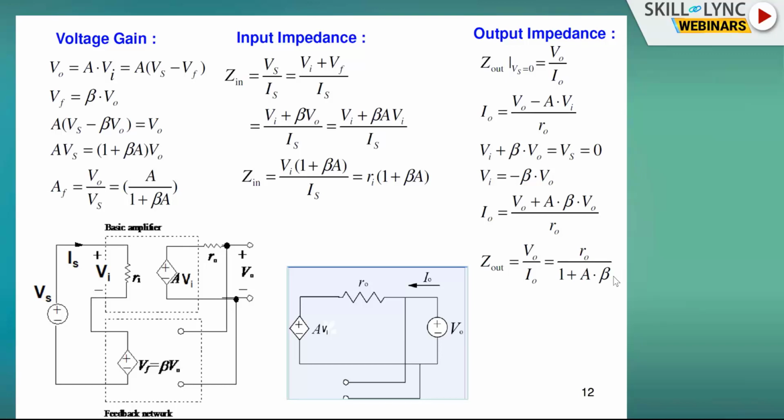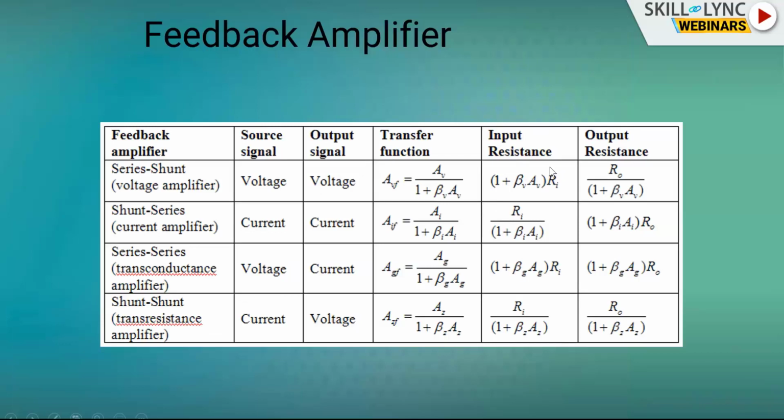So here what we see, R0 is the output impedance of the open loop system. Zout is the output impedance of the closed loop system. Zout is equal to R0 by 1 plus A beta, which says that output impedance reduces by a factor of 1 plus A beta. This is the desirable one, because we want to connect more inputs to the output without loading. So that will be helpful if the output impedance reaches 0. This is the desired objective.